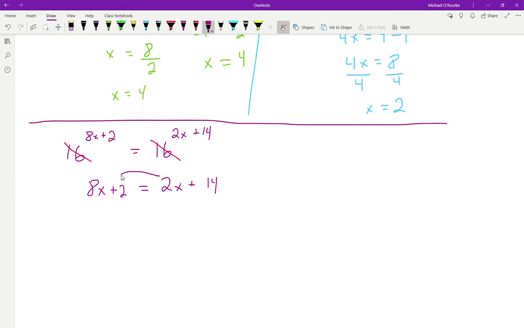Now we need to rearrange. I'm going to bring this 2x over there, this 2 over here. So 2x, it was a plus 2 on this side, so it becomes a minus 2. And this was a plus 2 on this side, so it becomes a minus 2, which gives me 6x equals 12. Divided by 6, divided by 6.